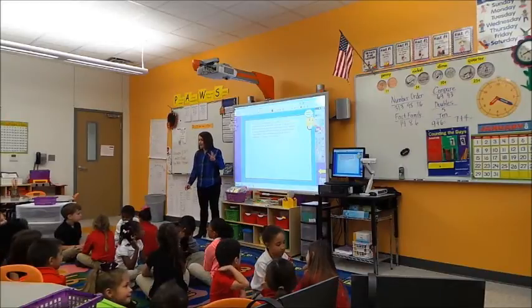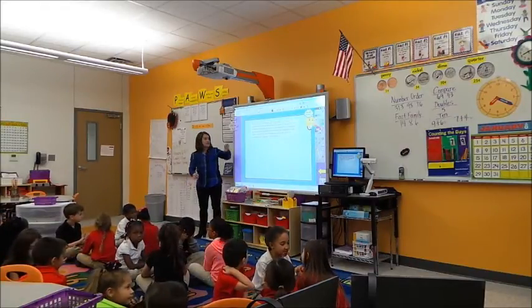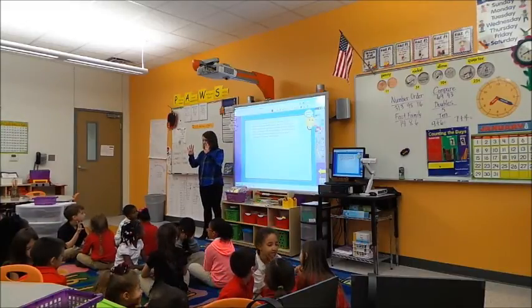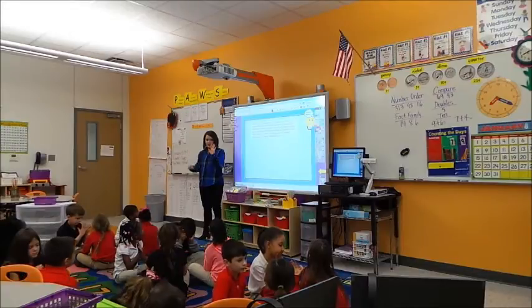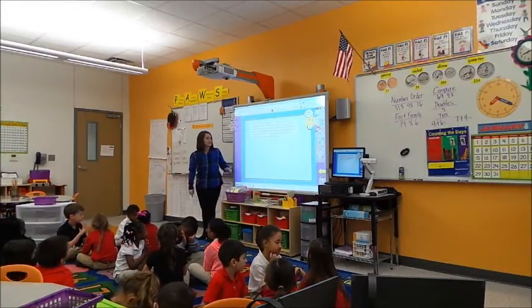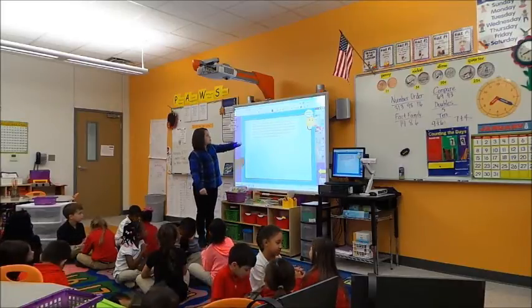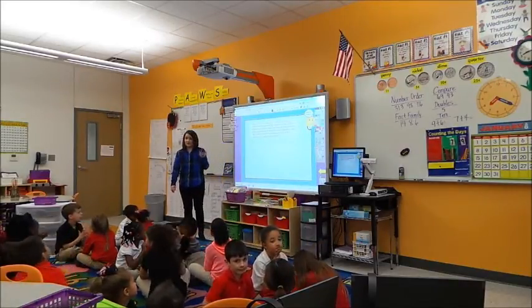If we need fewer, are we going to add or subtract? Subtract. So my 1s person, if we have 4 fewer, can you drop 4? 1, 2, 3, 4. What's our new number? 15. Very good. How long is Corey's pencil after he sharpens it? 15.